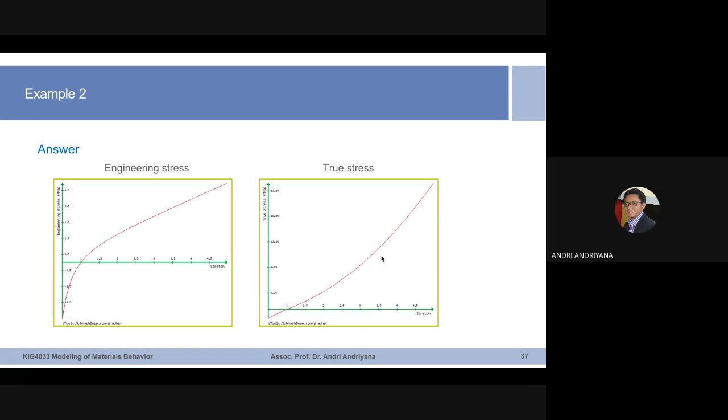Does it sound clear for everyone? Okay. Okay, yeah, Hadi, okay, yeah?